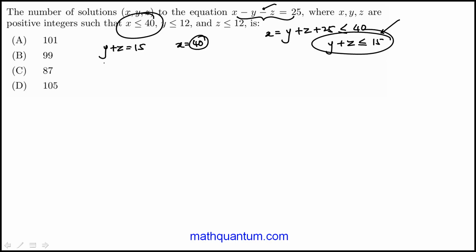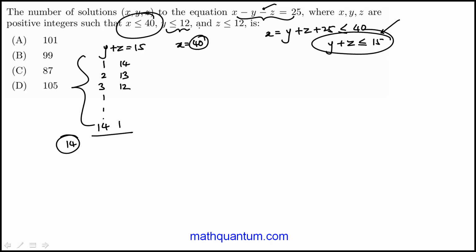But we have different possible values, 1 and 14, 2 and 13, 3 and 12, so on and so forth, and we go all the way to 14 and 1. So we'll have 14 values. Now I'll come back to that, some of these are not acceptable because of that, but let me just carry on, and then I'll get rid of those at the end.